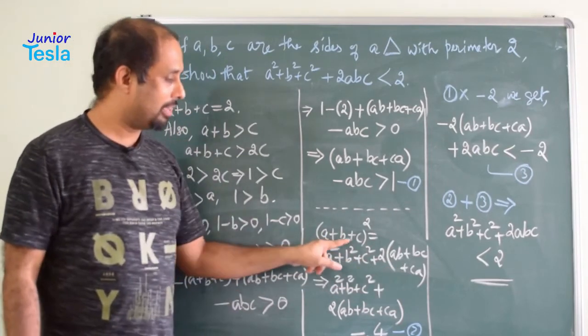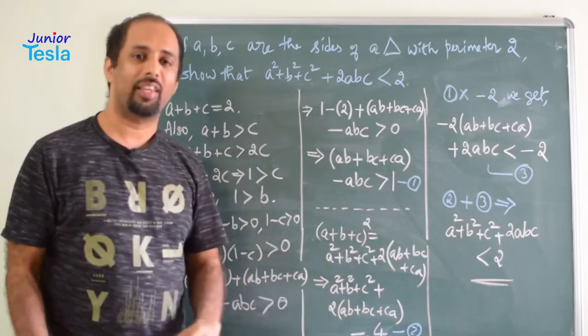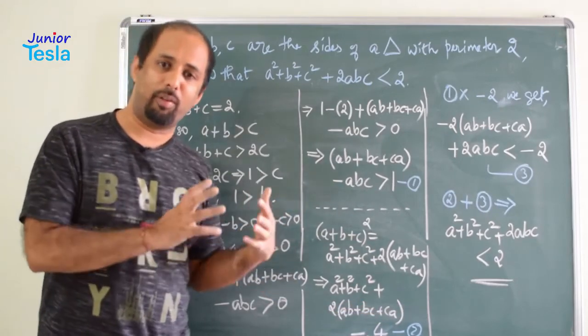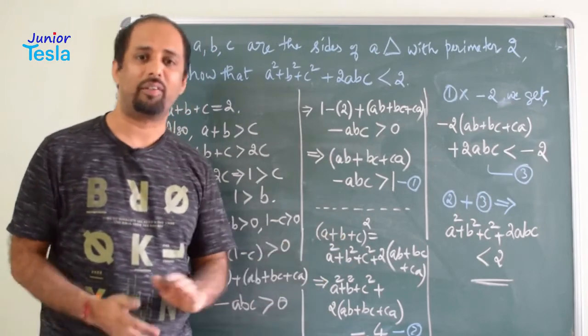Now a plus b plus c is nothing but the perimeter, so it is 2, so 2 square is 4. We have just written the identity, but only thing is in the place of a plus b plus c we have written 2. That is why 2 square has become 4 here.